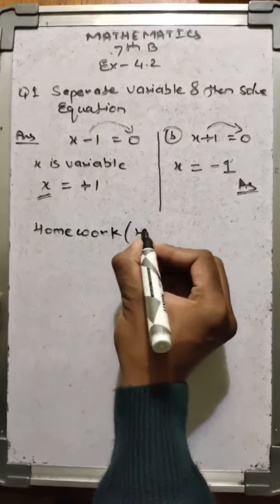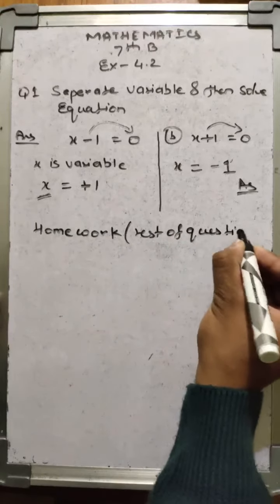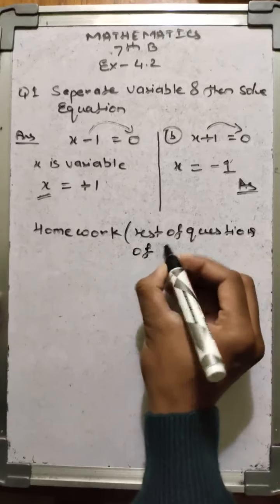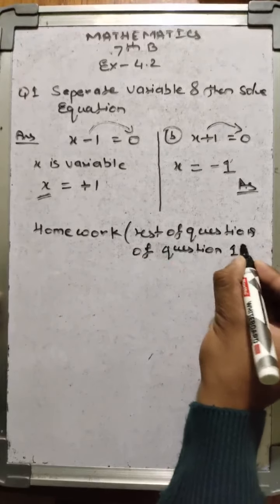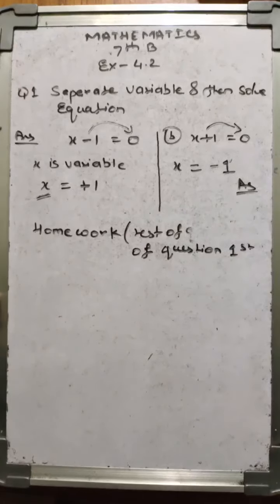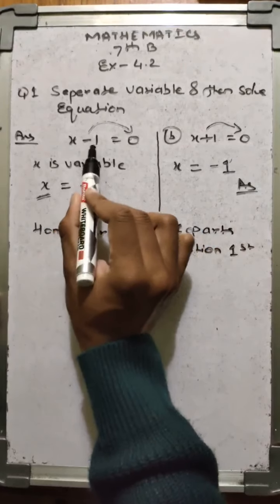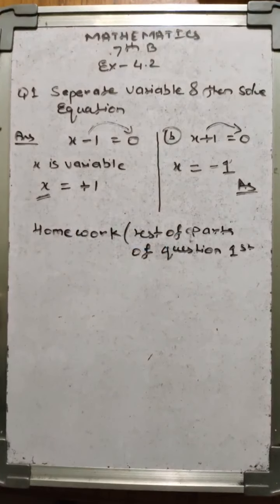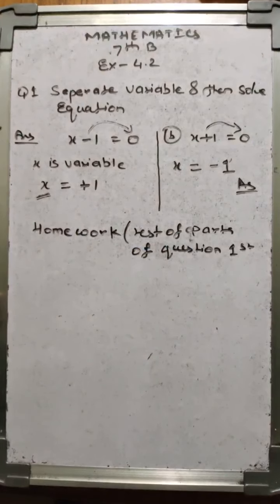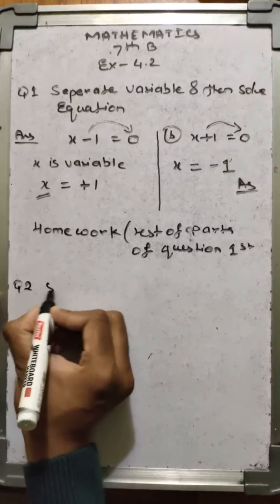Rest of the questions, do them first. They are really easy. You just have to transpose the constant to the left hand side or right hand side. Now coming to question 2, in this question you have to find out the value. In question 2 you have to solve the equations.